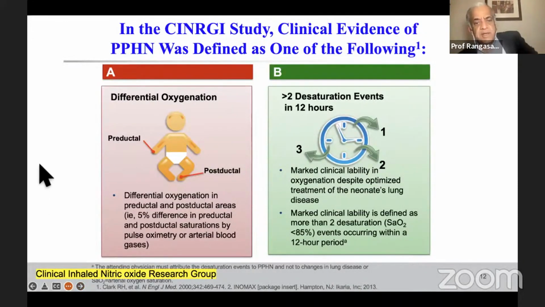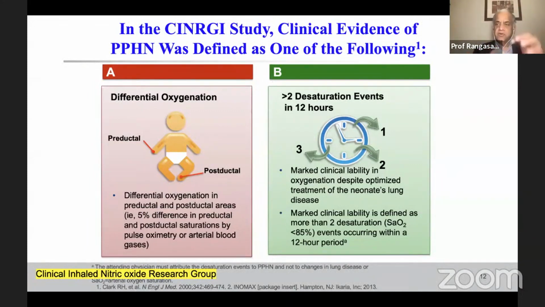In the SYNERGY study, the Clinical Inhaled Nitric Oxide Research Group study published by Rees-Clark et al., how do you define it? They also said if there is pre-ductal, post-ductal differential oxygenation, some books say, or some people will say a difference of 5%, some use 10%, between pre and post. Again, if there is a difference between pre and post, you can say yes, there is pulmonary hypertension, or there is a right to left shunt, mainly through the PDA.